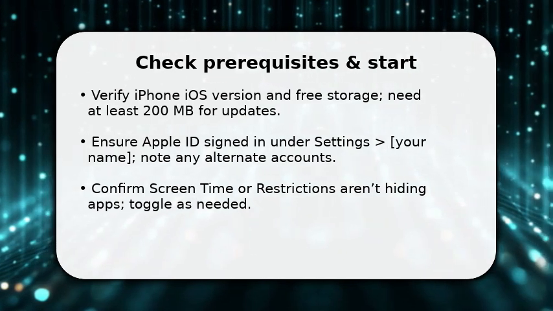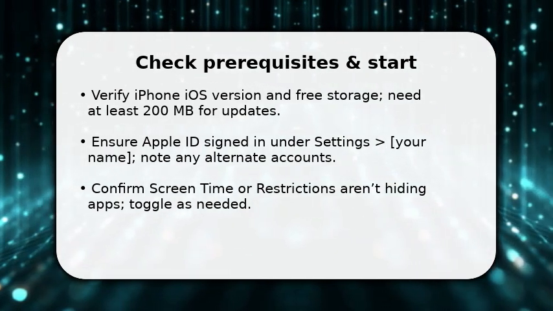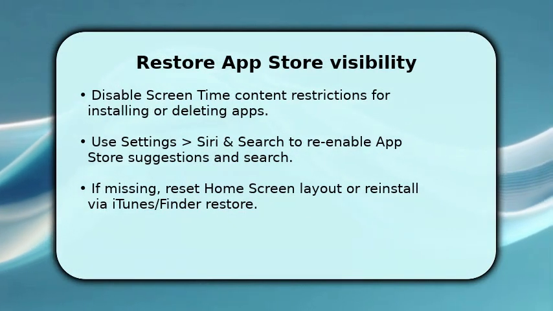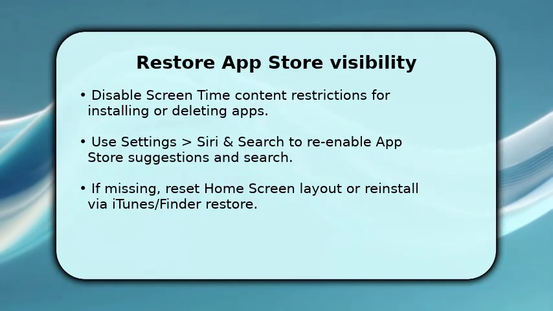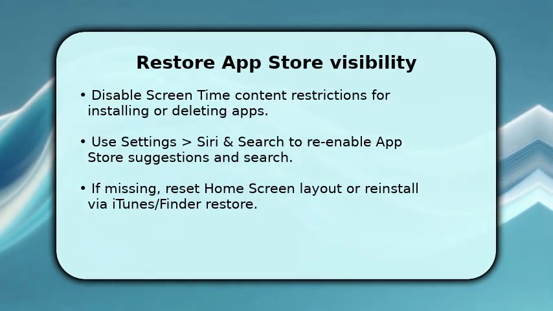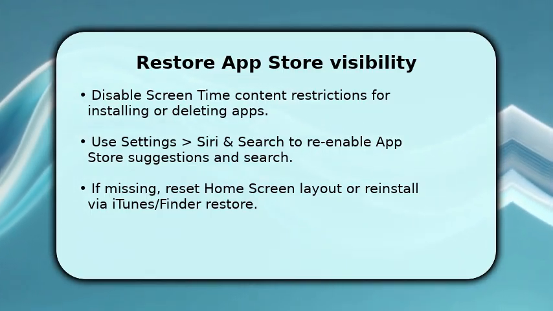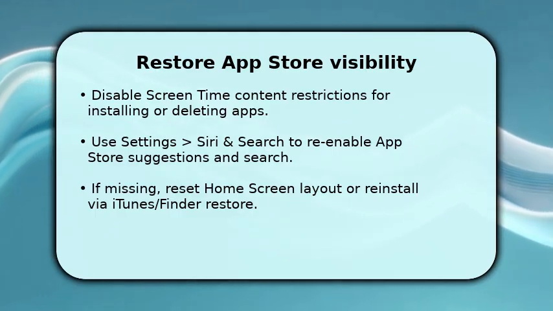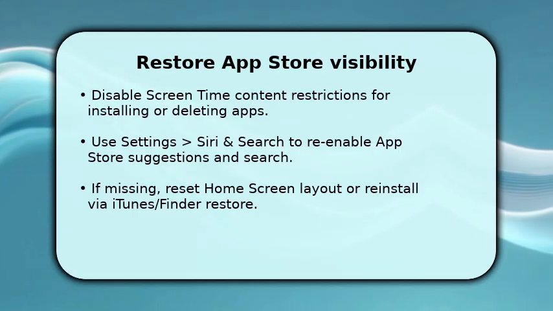Now you'll restore visibility and functionality. If Screen Time blocked the App Store, set content and privacy restrictions off or allow installing apps. Once done, check the home screens. Go to Settings, Siri and Search, and enable suggestions and app visibility so Spotlight can find the App Store. If the icon still doesn't appear, reset the home screen layout to reveal hidden apps.